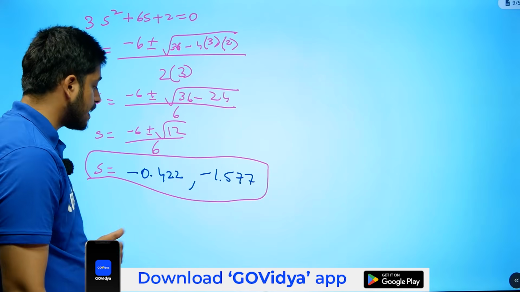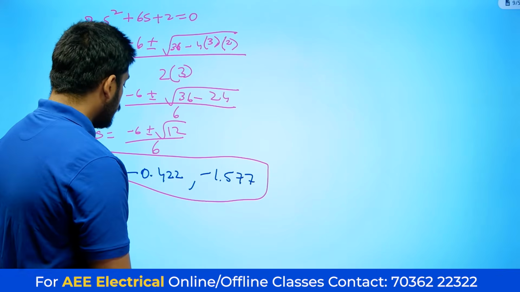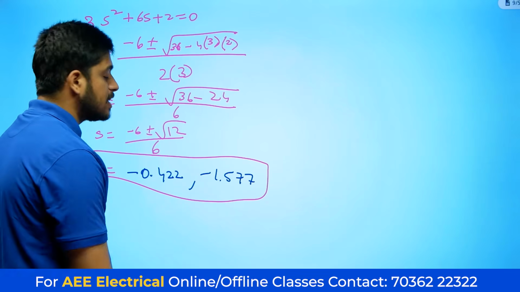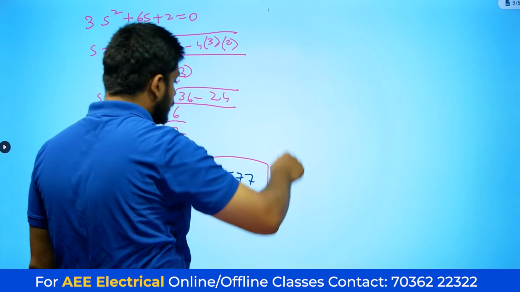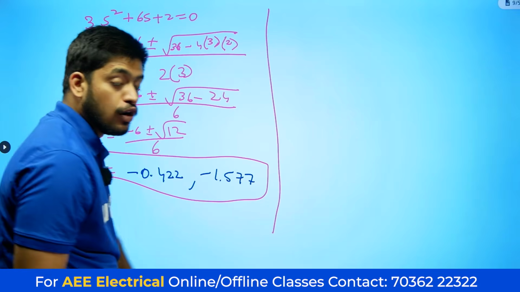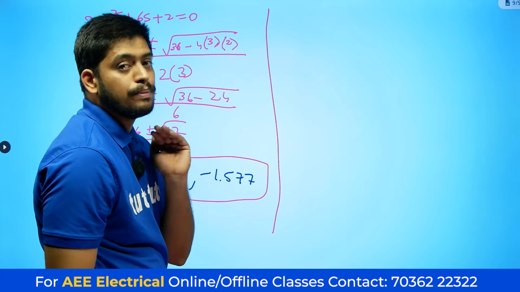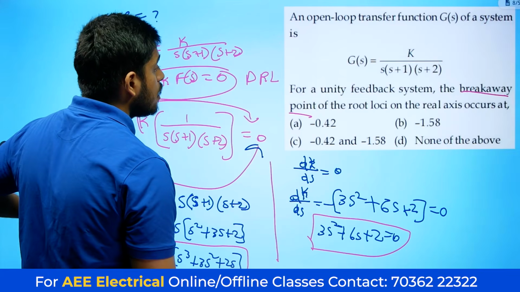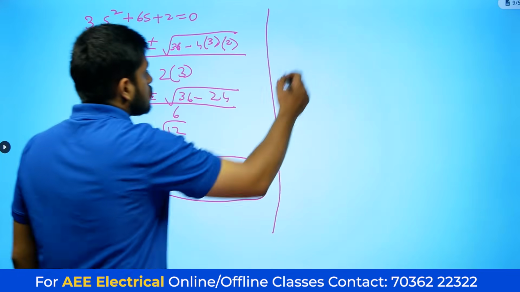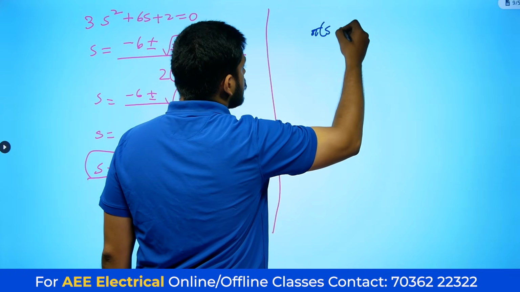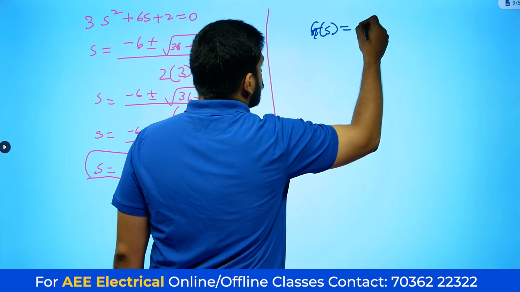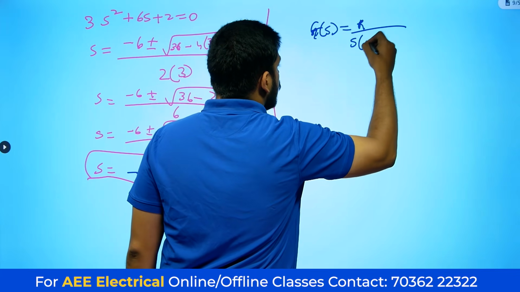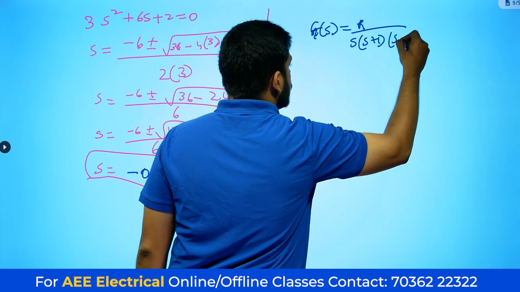So both of these are the breakpoints which we have got. But we need to know which breakpoint is right and which is wrong. For that, we need to follow the first preliminary steps to build a root locus. What is the equation? My G of s is K by s into (s plus 1) into (s plus 2).